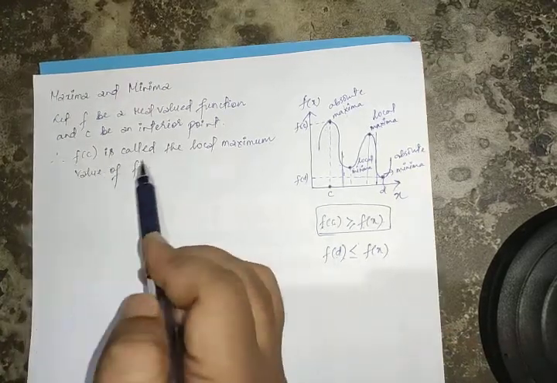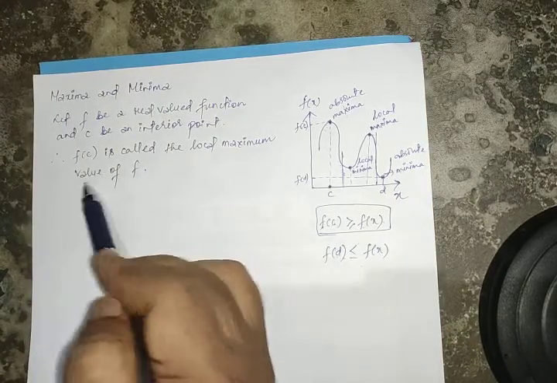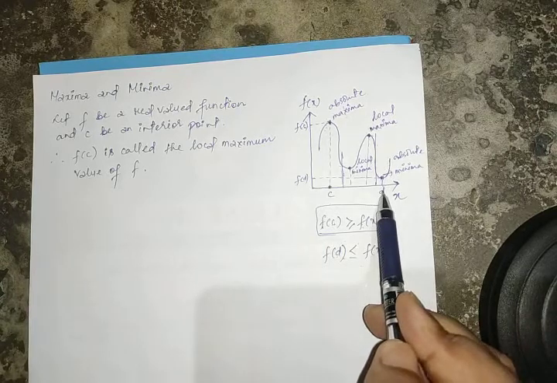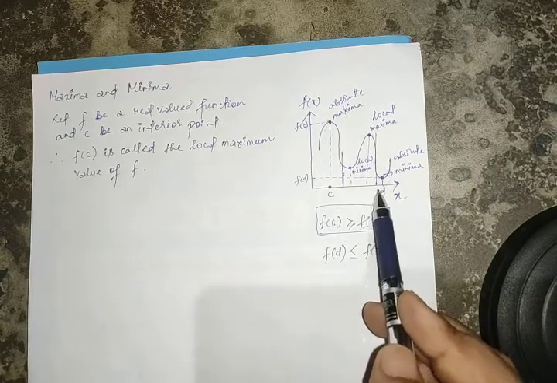So here f of c is called the local maximum value of f. Similarly, this f of d is called the local minimum value of f.